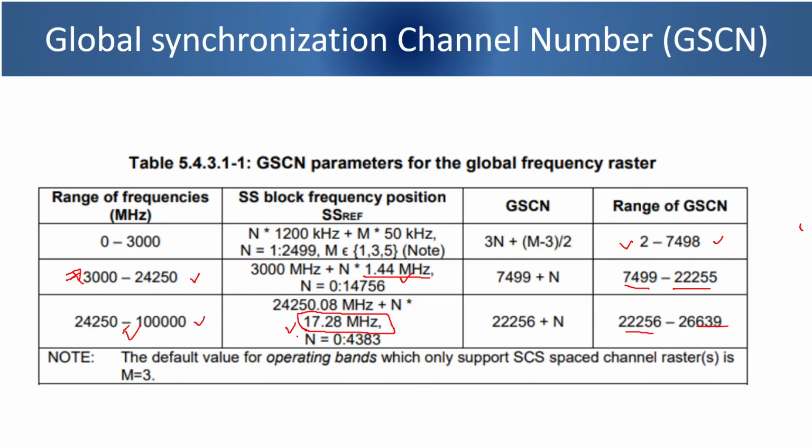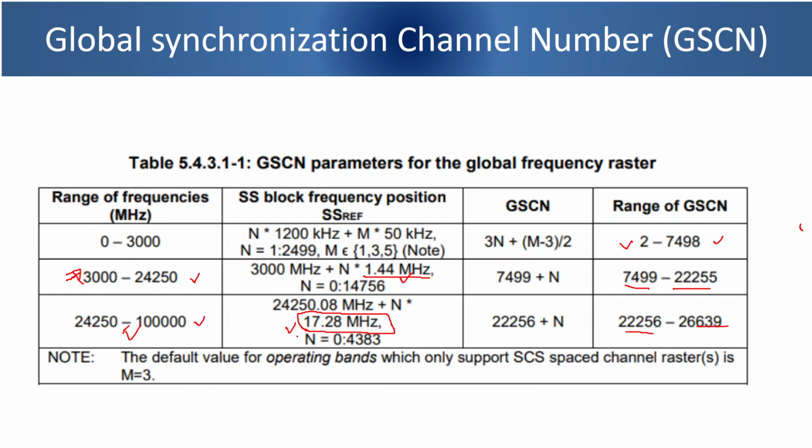Okay, so let me take a few questions which are there in the chat box and then discuss. There is one question in the chat box, that 3000 is in both the ranges of frequencies, so which row is to be taken for 3000? Similarly for 24250. Basically, if you are talking about GSCN, just look at the GSCN number and then calculate the absolute frequency.